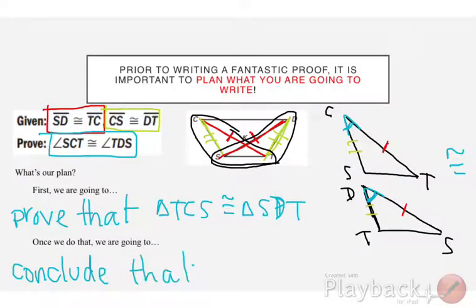that angle SCT is congruent to angle TDS. Okay, knowing that those two angles have to be congruent if the two triangles are congruent. All right, and the way we're going to prove those two triangles are congruent is pretty simple.